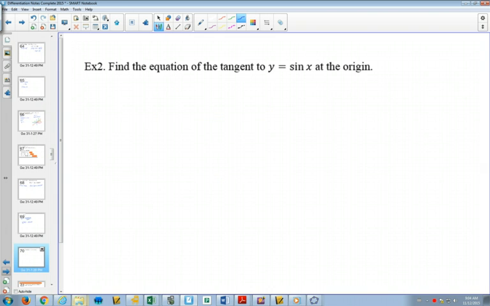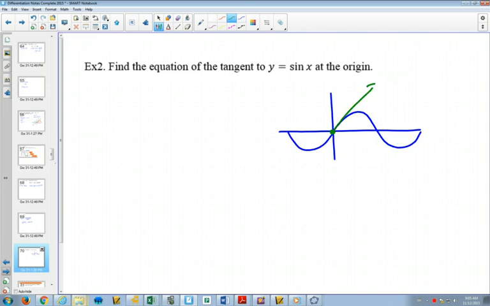Find the equation to y equals sine of x. Here's our graph of sine of x at the origin. There's our tangent line. What do we need? We need a slope and a point. We have a point already, 0, 0.